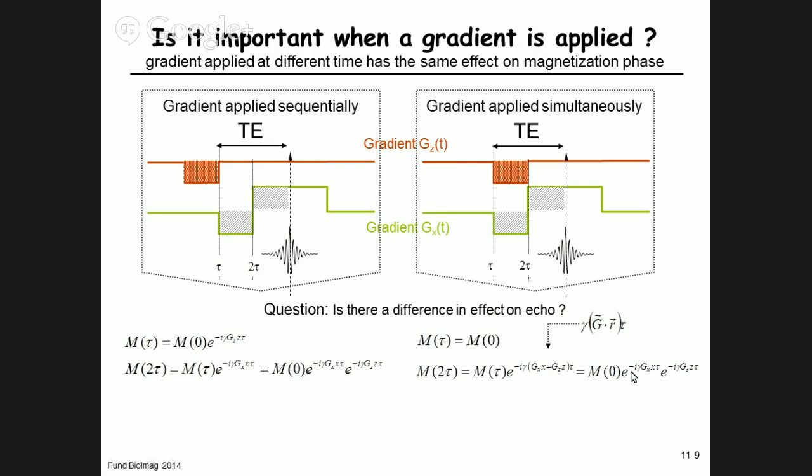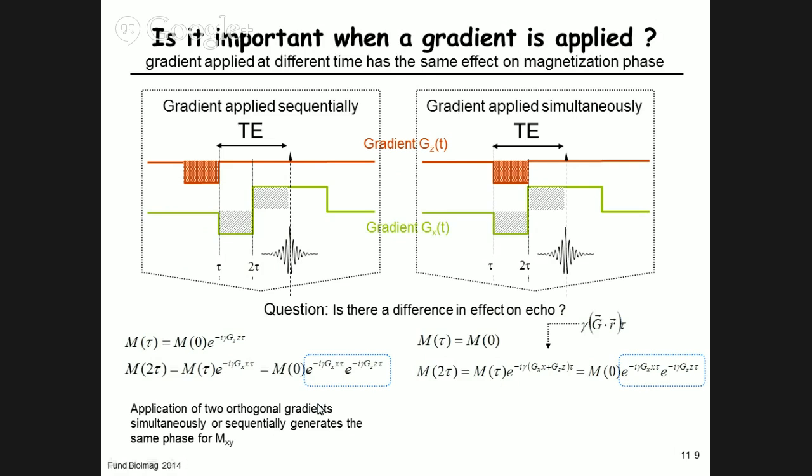And so we rewrite this, we divide this out, rewrite it slightly differently in an equivalent fashion, and what we observe is that these two expressions are mathematically identical. If you look at this, these two phase terms are identical, M0 is the same thing. So in conclusion, the application of two orthogonal gradients simultaneously or sequentially has the same effect on the magnetization phase. That is how the magnetization vectors spread out in the transverse plane.